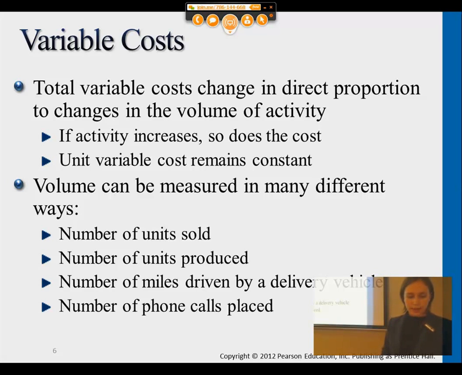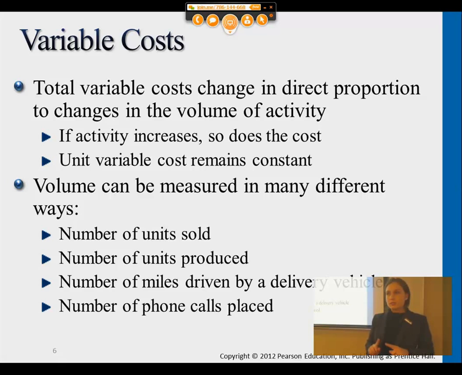Okay, so we just figured out that our variable costs are going to change with the change in volume of production or activity. Okay, let's call it activity, whatever that is. So it can also include the production, but it's not limited to this. So if activity goes up, then the cost goes up, right?